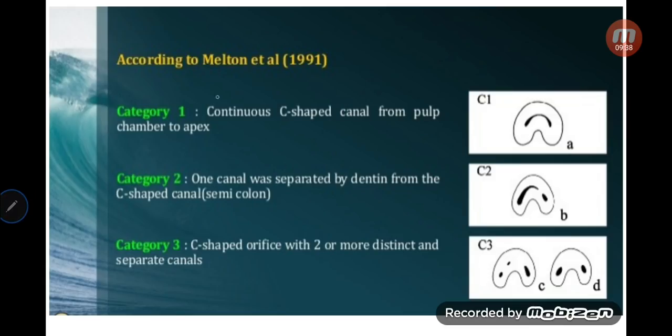This is Melton's classification, again an important area when you are talking about the C-shaped canals. So there are 3 types of Melton's categories, and the C-shaped canals are most common in the second mandibular molars. Make a note about this, and make a note about these 3 categories, which is again a very important topic.